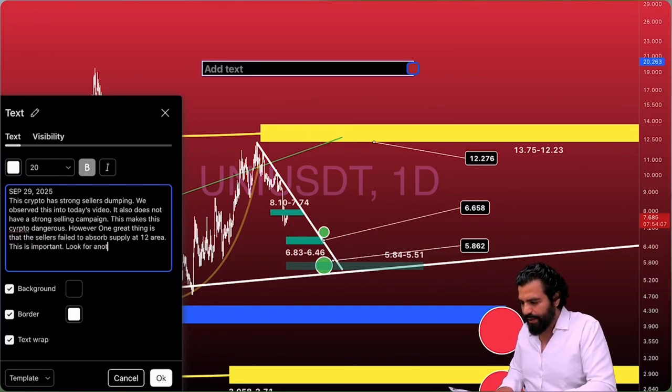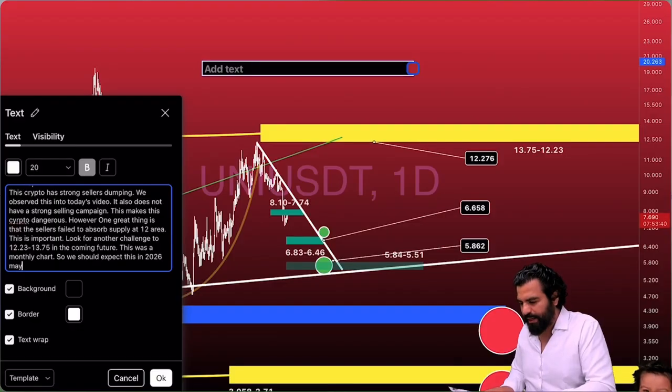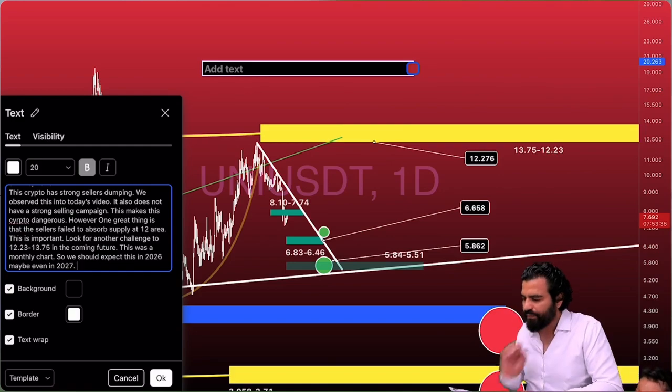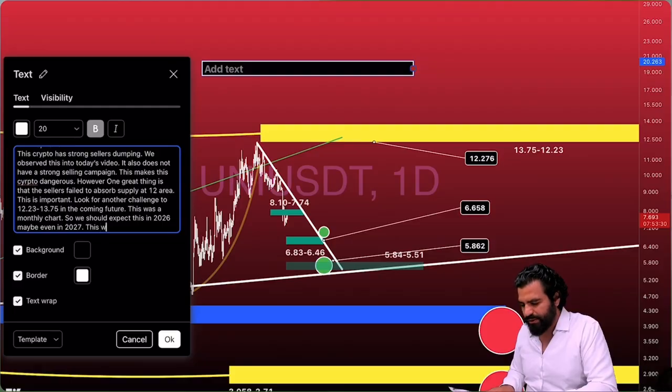Look for another challenge to 12.23 to 13.75 in the coming future. This was a monthly chart, so we should expect this in 2026, maybe even in 2027. So this is a monthly chart. We're looking for this to play out over a long time.